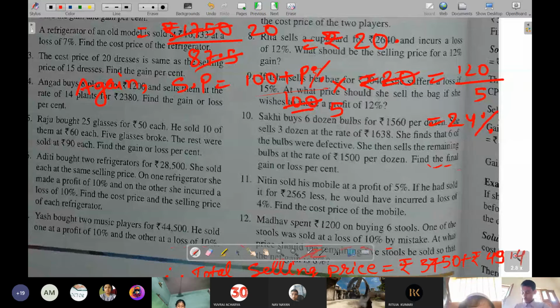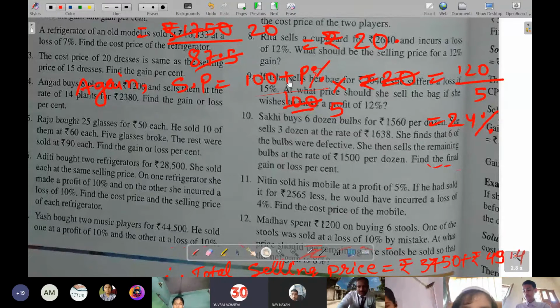Okay. So question number 12. Yes, 7, sir. Sir, in this question number 4, 7, which you have solved right now, you have written 24%. It will be rupees, no. Sorry, yes, this will be rupees 24, not 24%.